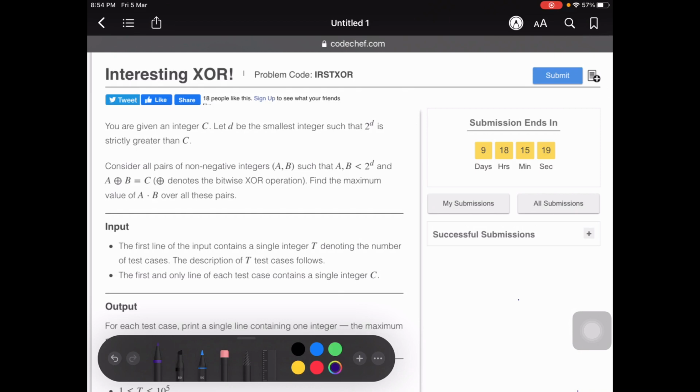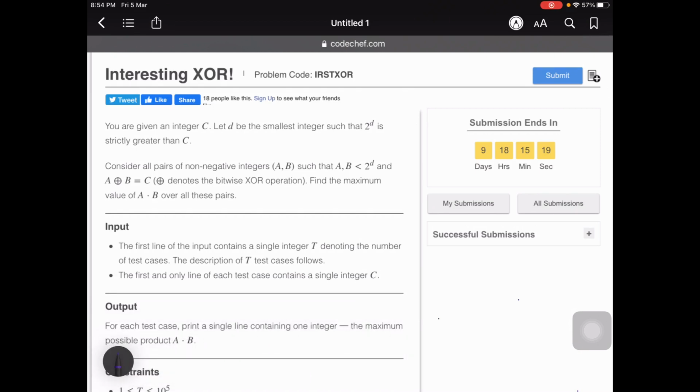This is yet another interesting problem from CodeChef's March long challenge. The question name is Interesting XOR. We are given an integer c. Let d be the smallest integer such that 2 to the power d is strictly greater than c. We'll understand this in a while clearly.